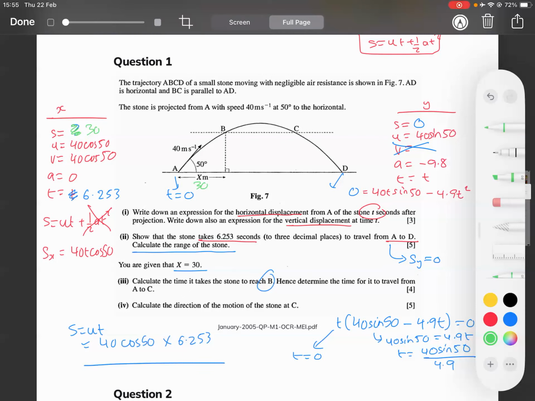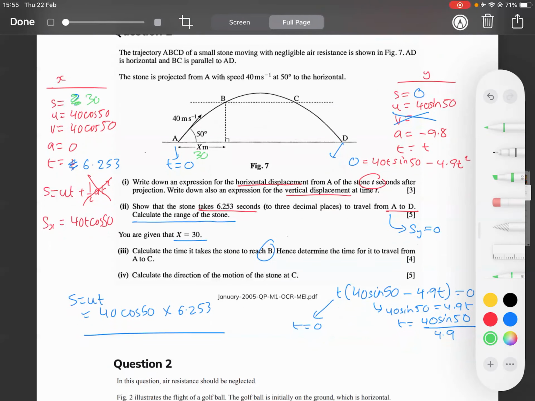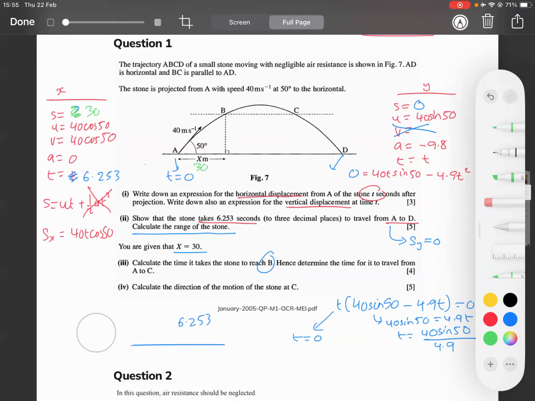No. So it says from A to B, then calculate from B to C. So from A to C. Okay, cool. So let's do the same S equals UT, but using 30. We just write all this out.